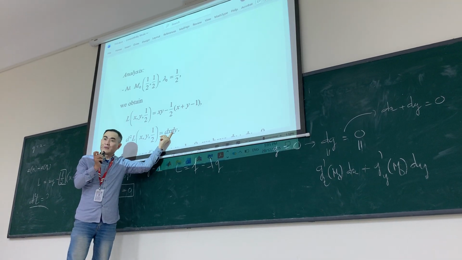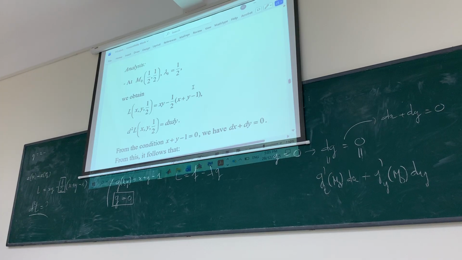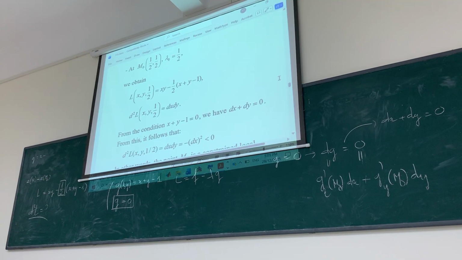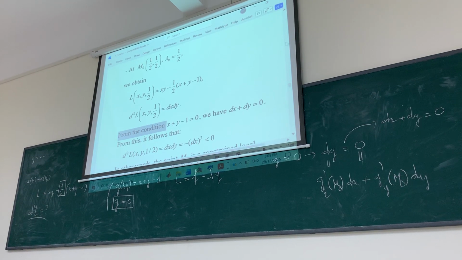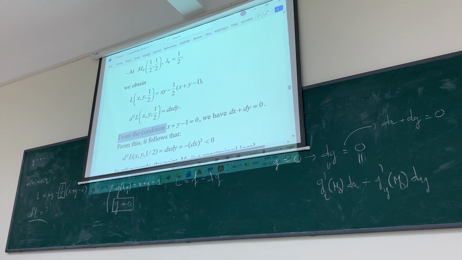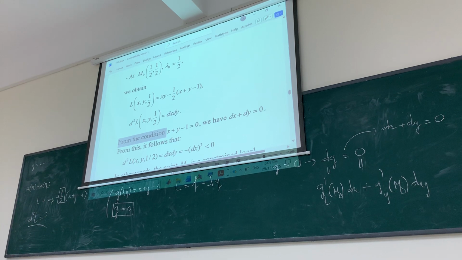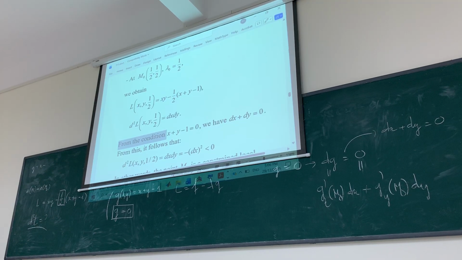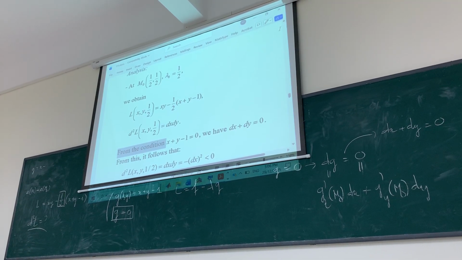You can write out the way to check d squared L negative. With the additional condition, z equals 0, you can take substitution. d squared L is equal to minus dx squared, negative. We complete checking the sign.